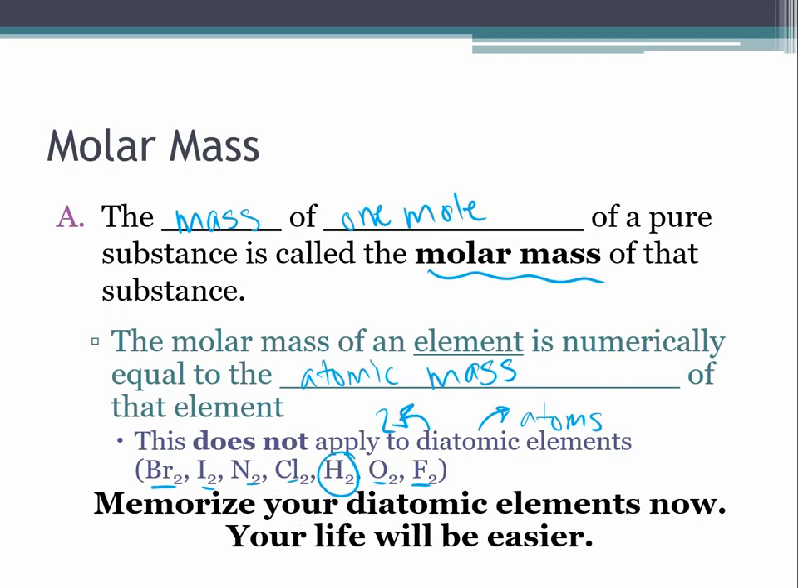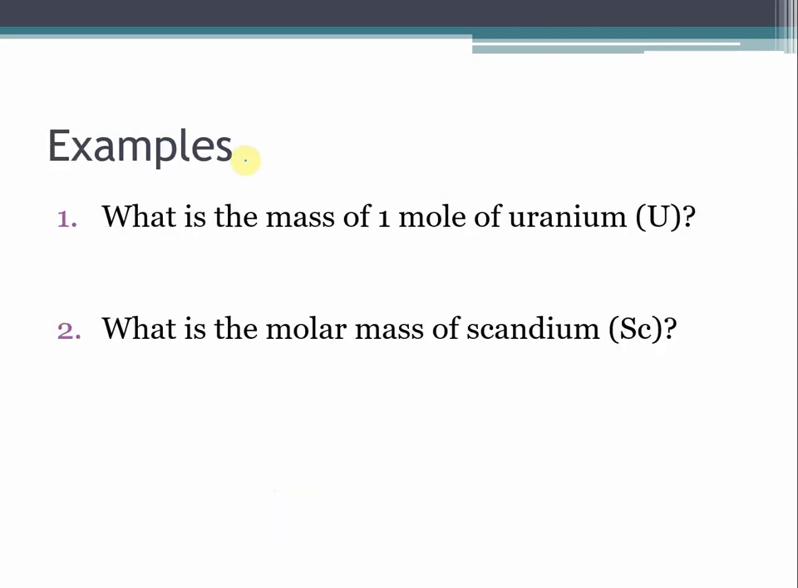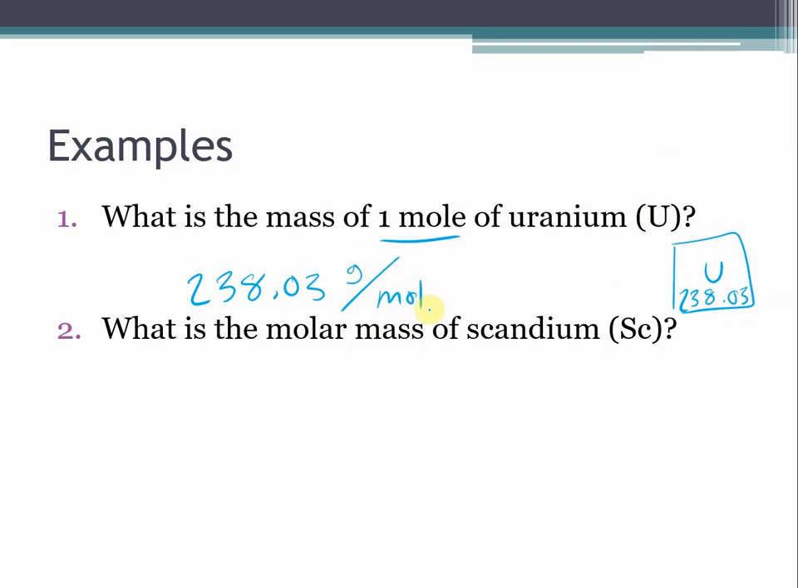All right, so let's look at some molar mass examples. Example number 1 here says, what is the mass of 1 mole of uranium? Well, if you go look on your periodic table, you'll find the square for uranium, and it's got the symbol for uranium, which is U. Underneath that U, it has 238.03. Up until now, we've been talking about that as the atomic mass. But if we're talking about a mole of something, it's also the molar mass. So this will be 238.03 grams per mole are the units there.